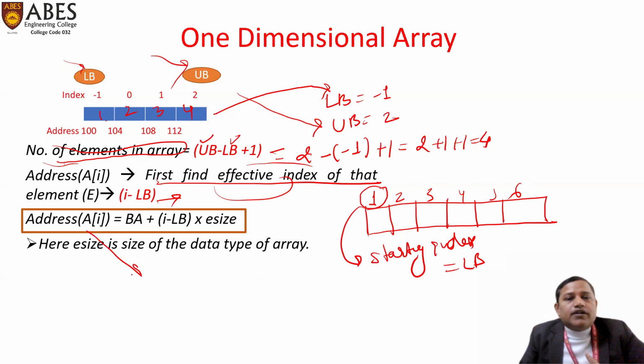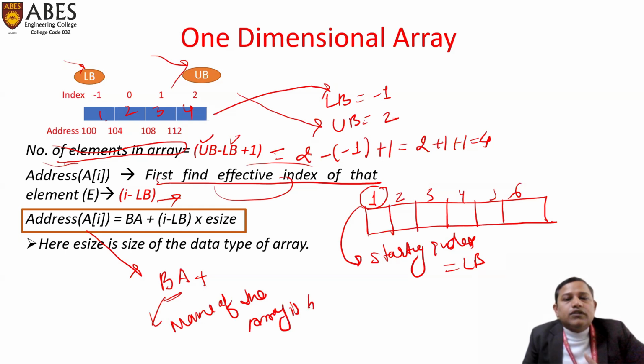So what will be the address of an element stored at the ith index? You already have the base address. If the base address is not given, it is the name of the array. So base address plus effective index. If it does not start with 0, then I minus lower bound. If you know the first index as lower bound, it doesn't matter whether it starts with 0, or with -1 or any other value.